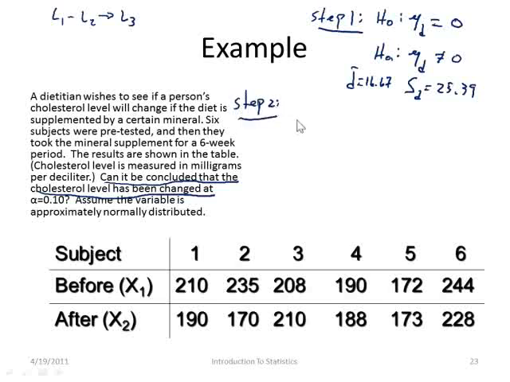All right, so step 2 is to compute our t-test statistic. So t equals D bar, 16.67, minus mu under the null hypothesis, which is 0, times the square root of n, so we can go root 6, divided by the standard deviation of the differences, 25.39. So I came up with 1.161.